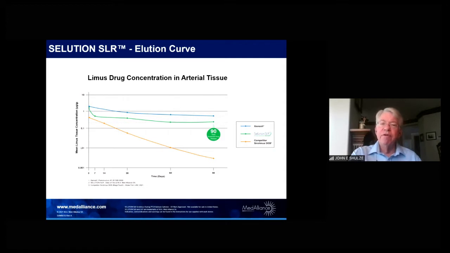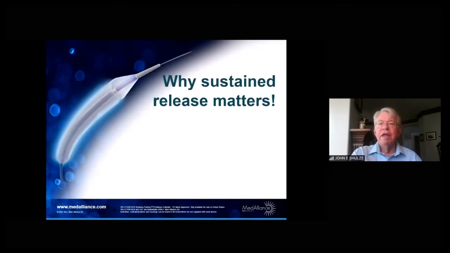So in essence, you get the same pharmacokinetics as you get with the Xience stent, but without the metal scaffold. This is quite a bit better than you see with other competing sirolimus-eluting balloons that are available today. So why does sustained release really matter?